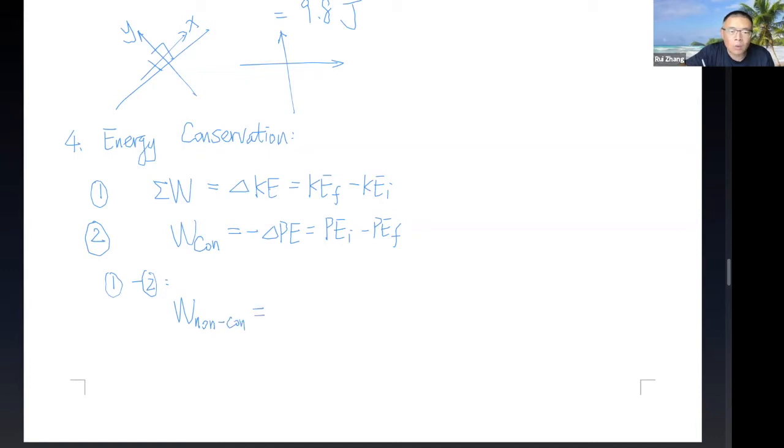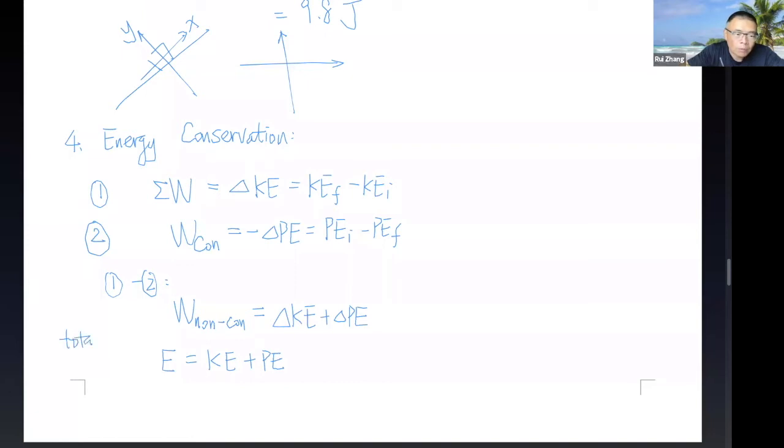And that equals delta E subtract negative delta PE, delta K subtract negative delta P. So that's delta KE plus delta PE, okay? So we reached this very interesting relation. And we define on this side the total energy equals kinetic energy plus potential energy. This is our total mechanical energy, okay?